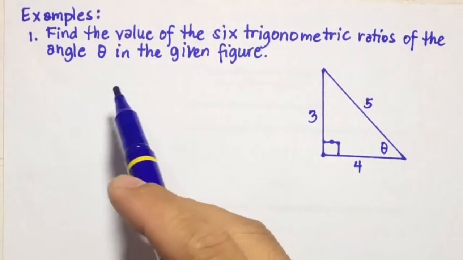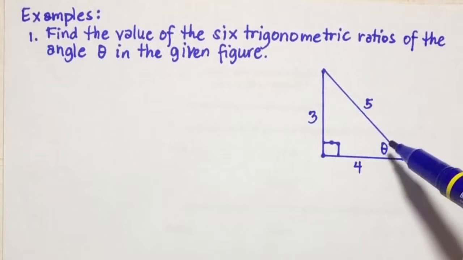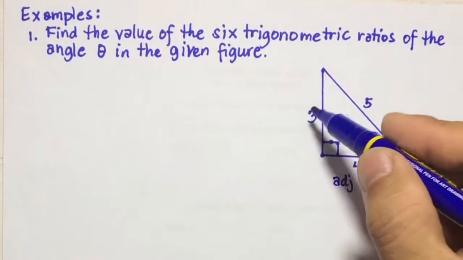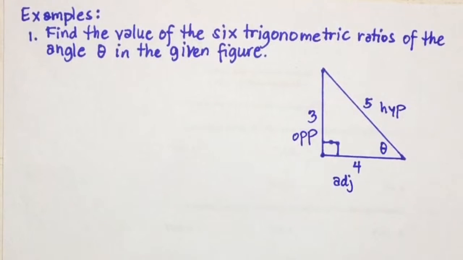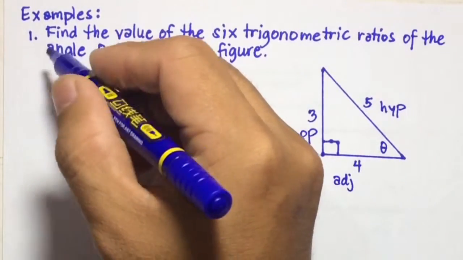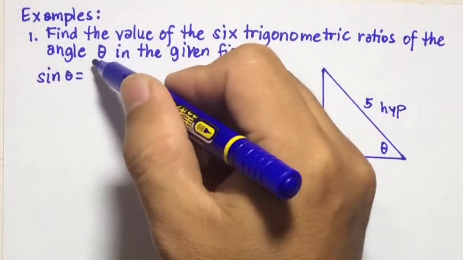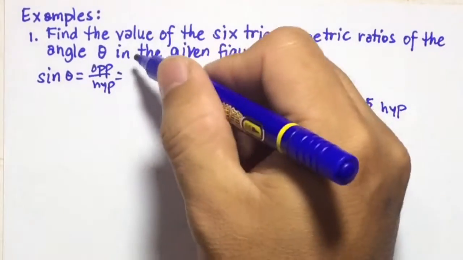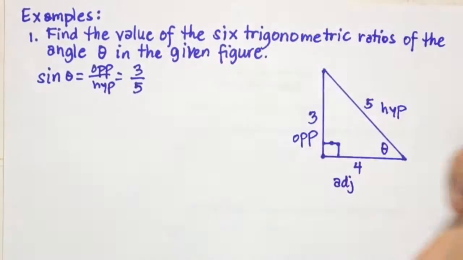Example number 1. Find the value of the 6 trigonometric ratios of the angle theta in the given figure. So this is the figure here. This is the angle theta. So the adjacent side here is 4. The opposite side is 3. And the hypotenuse is 5. Now, if we are going to have the 6 trigonometric ratios, first we are going to have sine. Sine of theta equals opposite over hypotenuse. So opposite side is 3 over hypotenuse is 5. So sine of theta is 3 over 5.